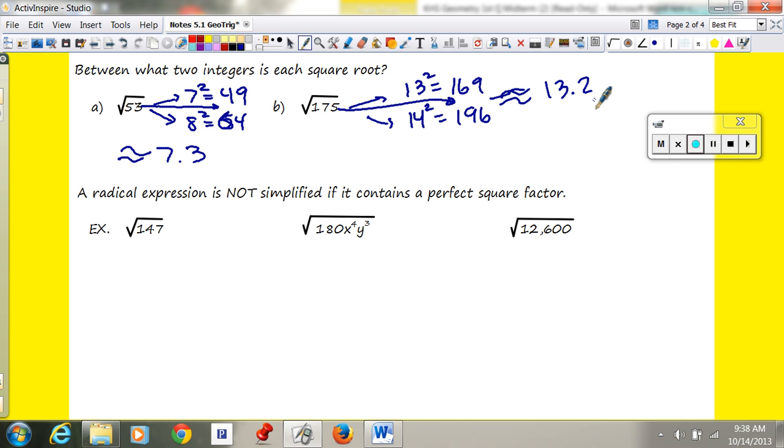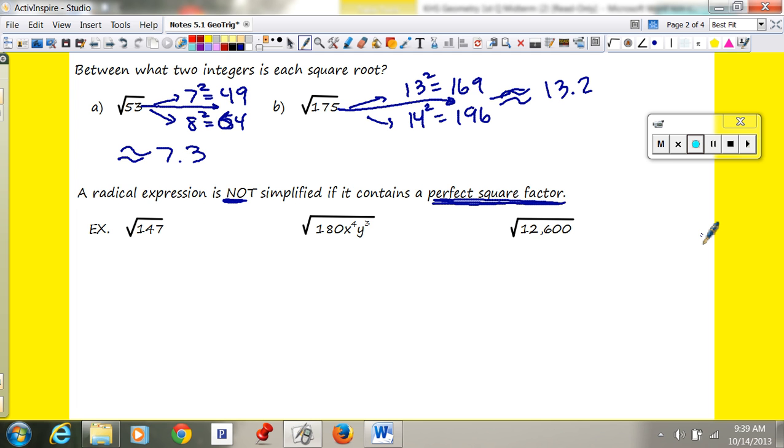Now, a radical expression is not simplified if it has a perfect square factor in it. If you can take out a perfect square, you need to do it. Otherwise, it's not going to be reduced all the way, and some of the multiple choice solutions that you'll see, you won't get it right if you don't pull the perfect square out.